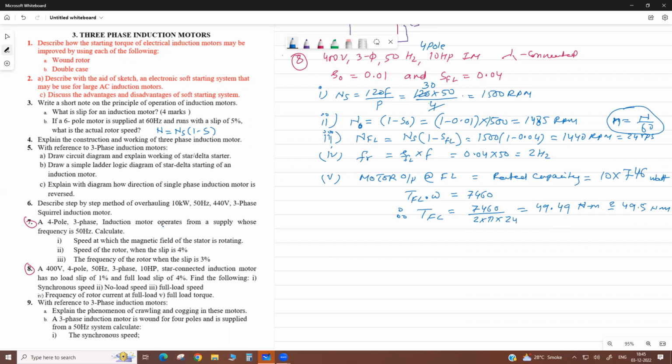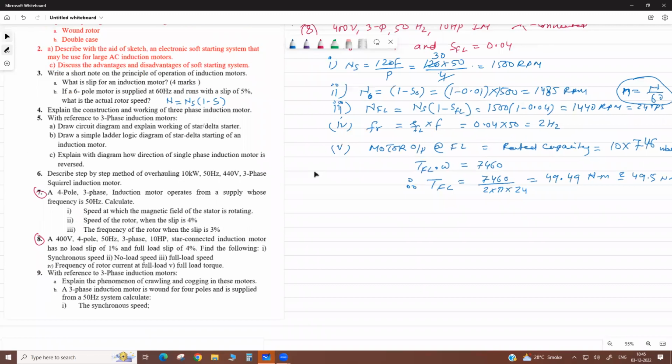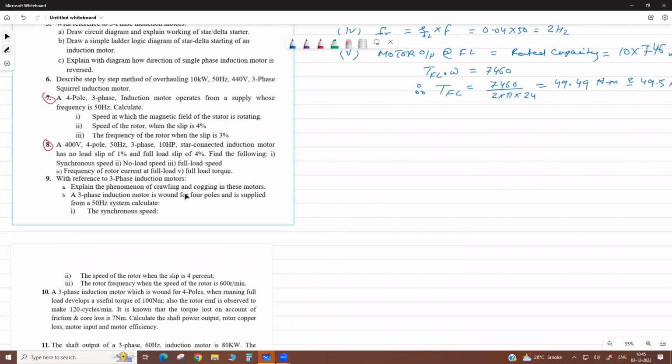Okay, dear. Explain the phenomena of crawling and cogging. A three-phase motor wound for 4 poles, supplied with 50 hertz. What is the synchronous speed, rotor speed? This numerical we already covered, 9th part B. Correct? But now crawling and cogging.